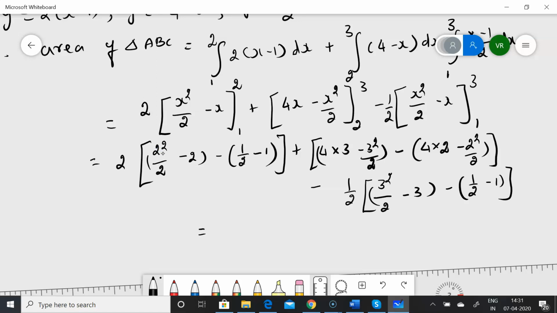On simplification, that gives you 3 by 2 square units. So the required area is 3 by 2 square units.